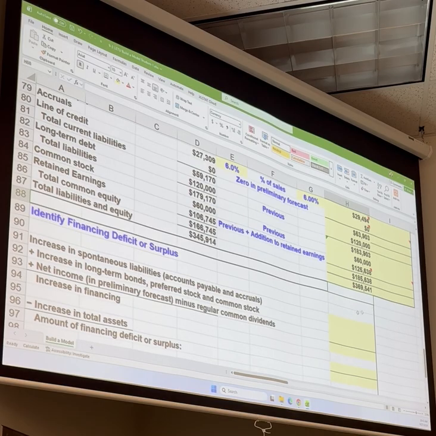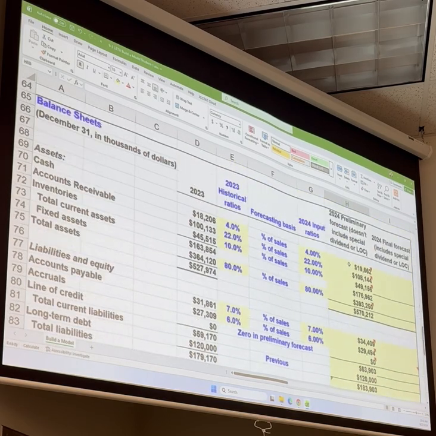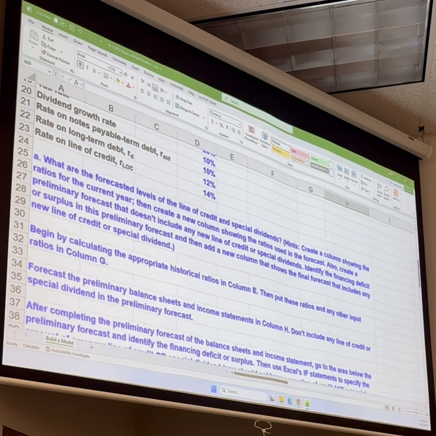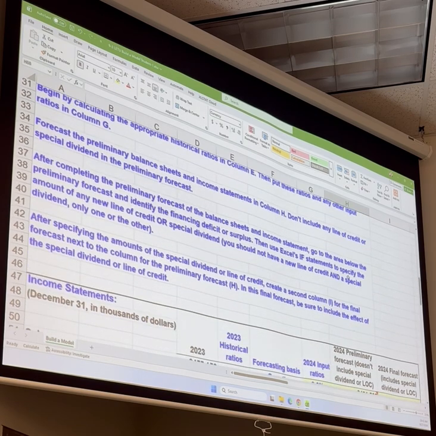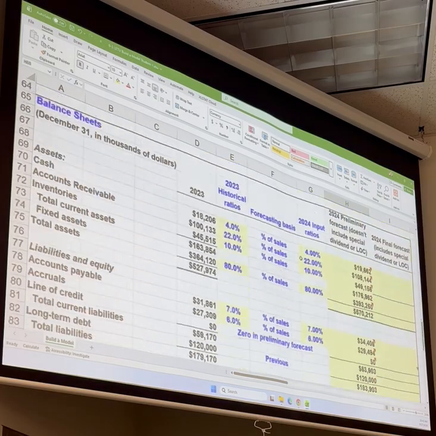All right, so now we're going to come down. Let's make sure we do this in the order they told us to do it. We forecast the preliminary balance sheet and income statements. We didn't include the line of credit. After completing the preliminary forecast of the balance sheets and income statement, go to the area below the preliminary forecast and identify the financing deficit or surplus. Then use Excel's IF statements to specify the amount of any new line of credit or special dividend. Okay, so we should go on down.